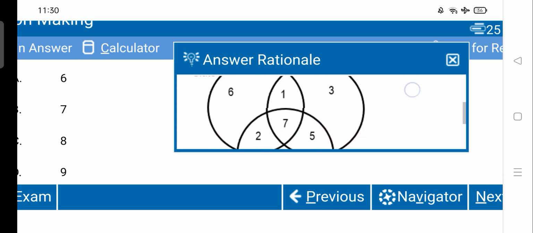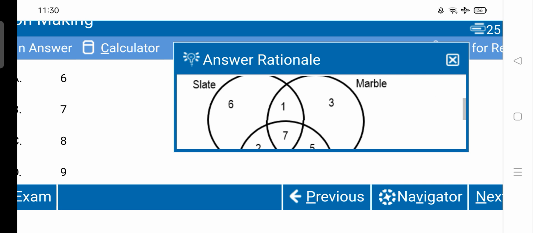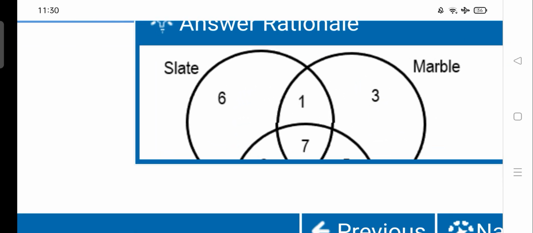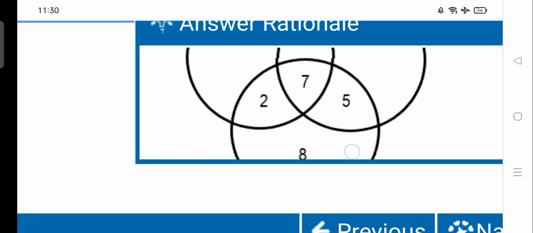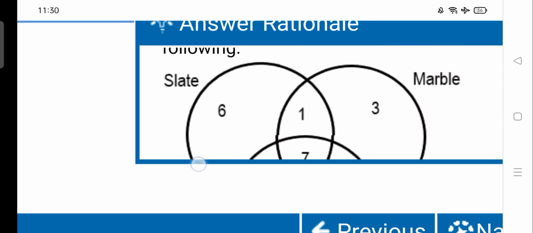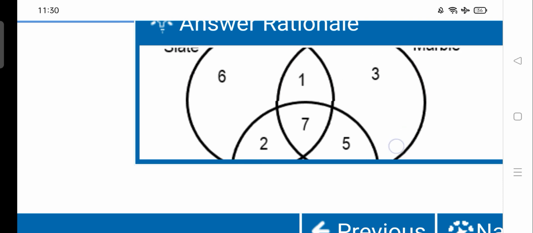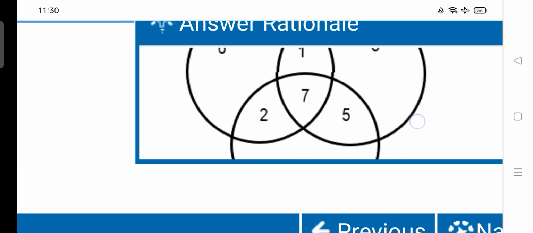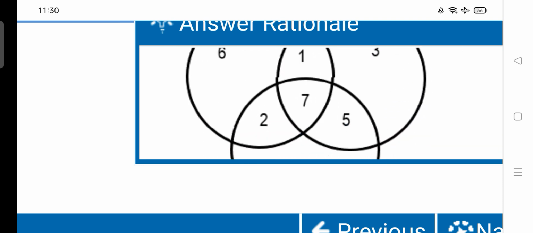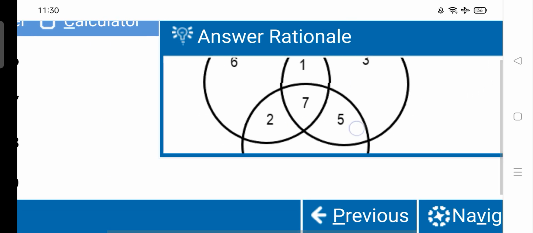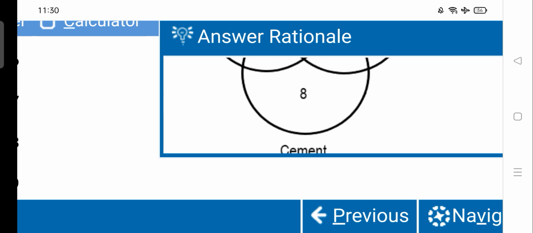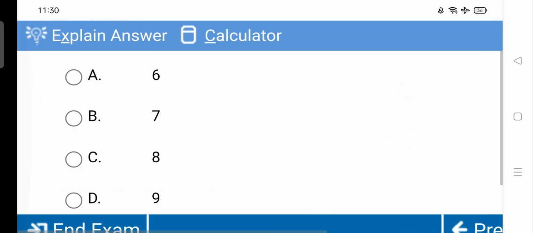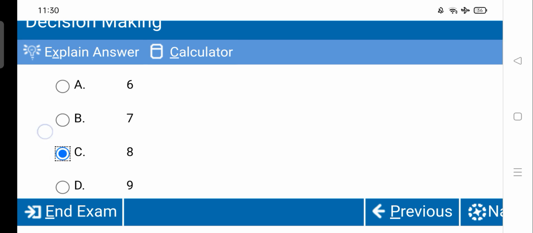So here we have slate, that is 6, marble 3, and that included both slate and marble, it is 1. Then we have cement 8, cement and slate is 2, cement and marble is 5, and that included all 3 of them is 7. So 8 customers bought cement tiles only. That's why we have the right option is option C.